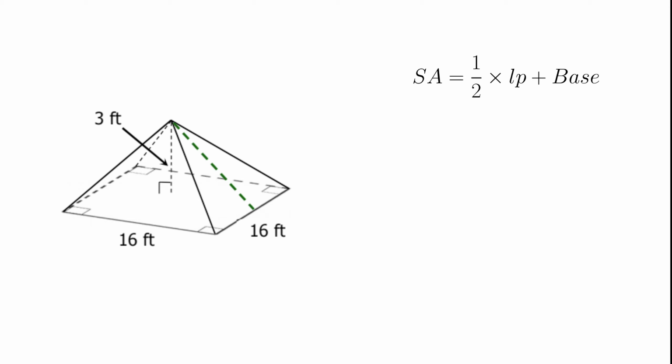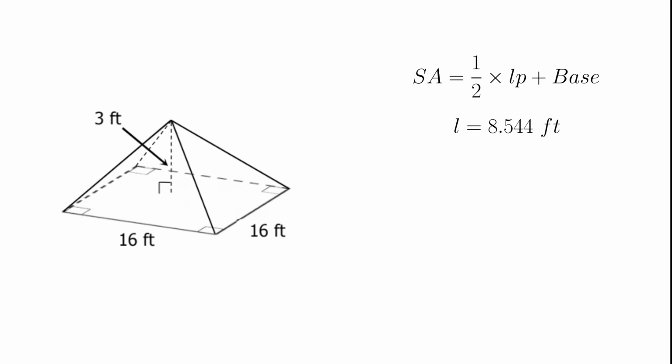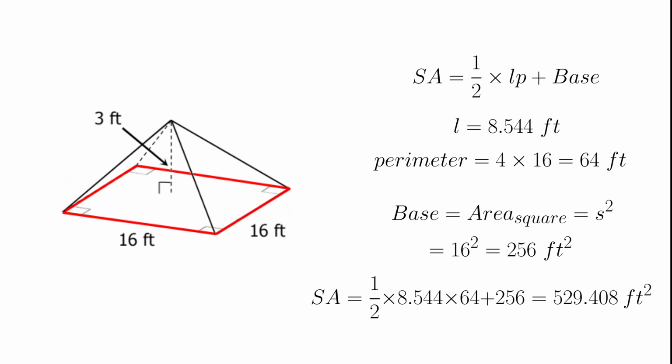First, we need to find the slant height, which we can find using the Pythagorean theorem using the height and half the base, or the side of the base. Applying the Pythagorean theorem, we find the slant height. Next, we find the perimeter of the base and also find the area of the base, which is a square. So we do s squared to find the area, and then we plug everything into the surface area equation to find that the surface area is 529.408 feet squared.